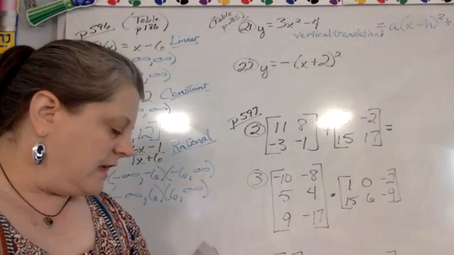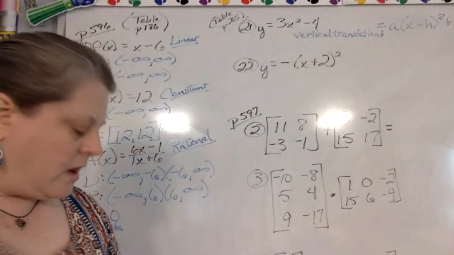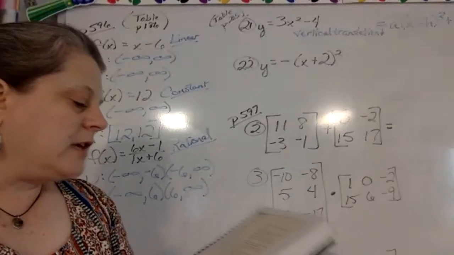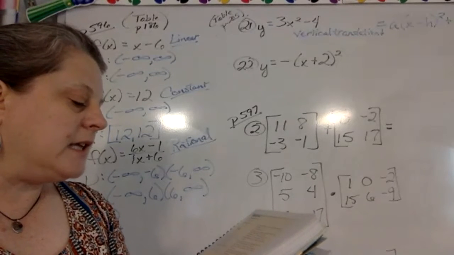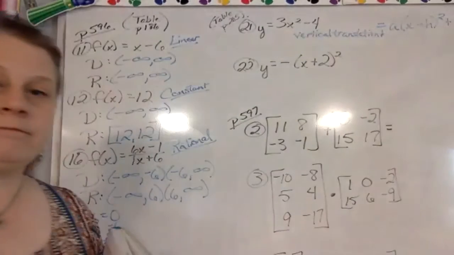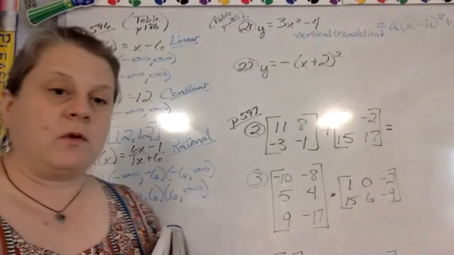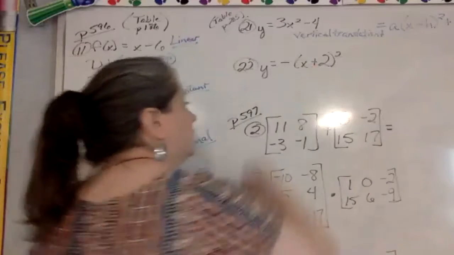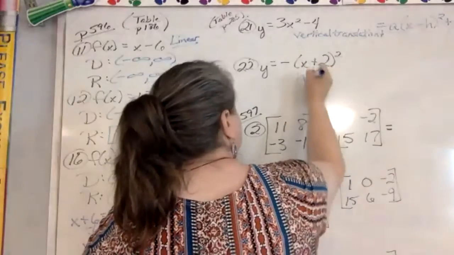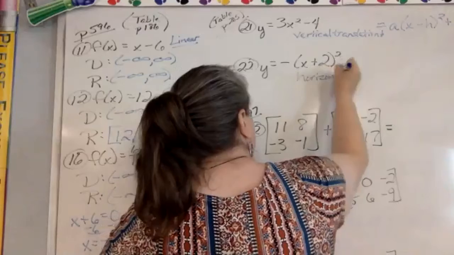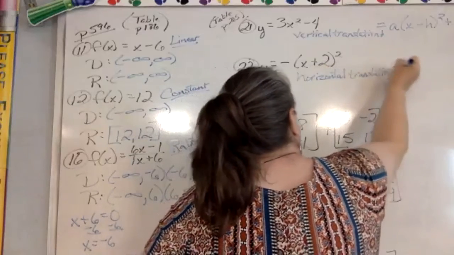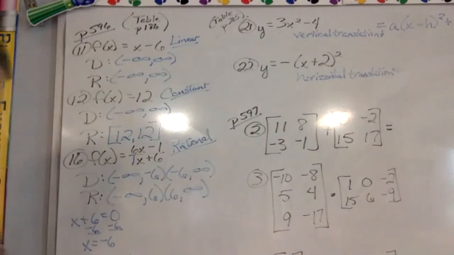Now, another thing that we have to look at on here is when it has a horizontal translation according to the table. It has a horizontal translation if you have something in the parentheses with the x. So does this one have anything in parentheses with the x? No. So it doesn't have a horizontal translation. What about number 22? Yes. So we know this one has a horizontal translation.